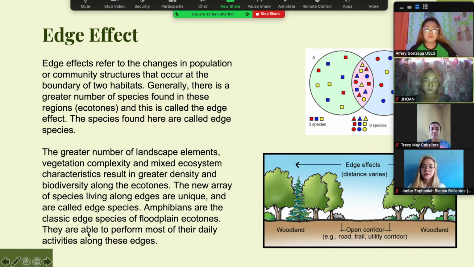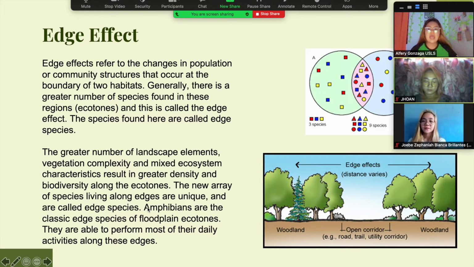The greater number of landscape elements, vegetation complexity, and mixed ecosystem characteristics result in greater density and biodiversity along the ecozones. The new array of species living along edges are unique and are called edge species. Amphibians are the classic edge species of floodplain ecotones. They are able to perform most of their daily activities along these edges.